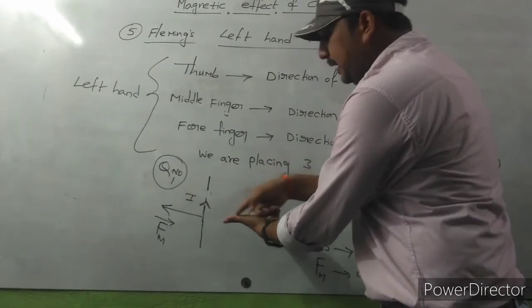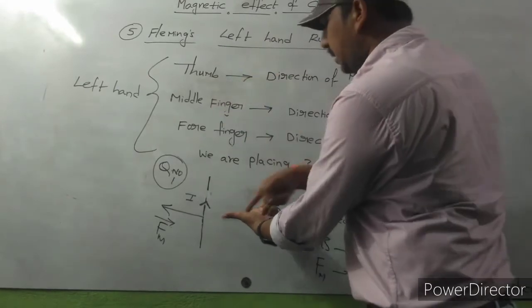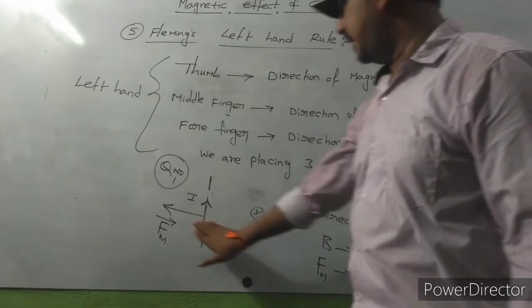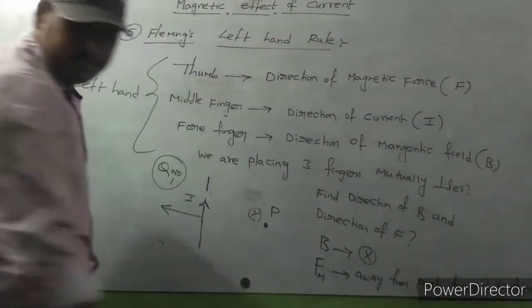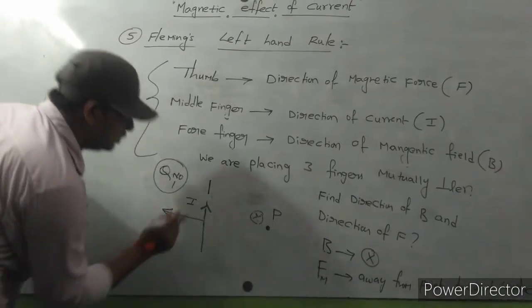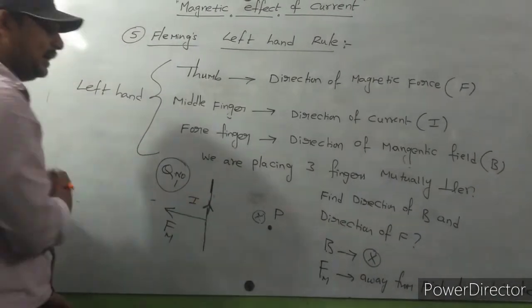Then the thumb indicates direction of magnetic force. Thumb direction is what direction? It is acting in this direction. So this is the direction of magnetic force. Okay, magnetic force is acting in this direction.